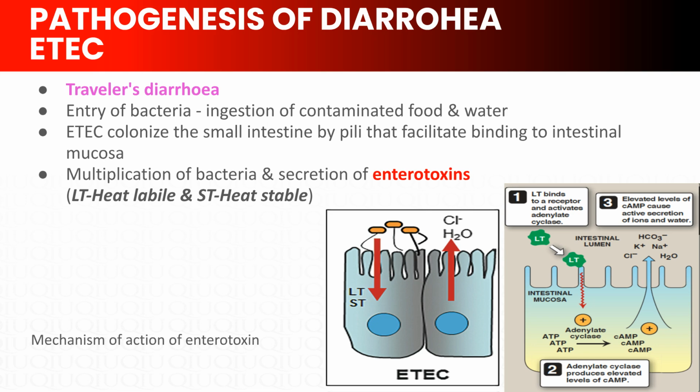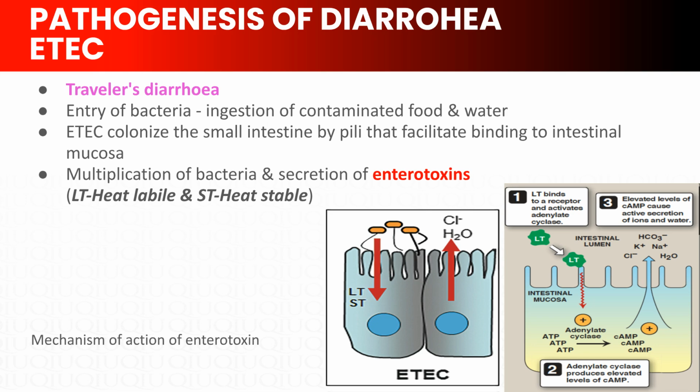After establishing colonization, ETEC multiplies and begins secreting enterotoxins. There are 2 types: LT, which is heat labile and destroyed by heat, and ST, which is heat stable and survives cooking temperatures. Now here's the key mechanism. These toxins don't destroy cells. Instead, they manipulate the intestinal cell's normal function. Let's see exactly how this works in the diagram shown here.